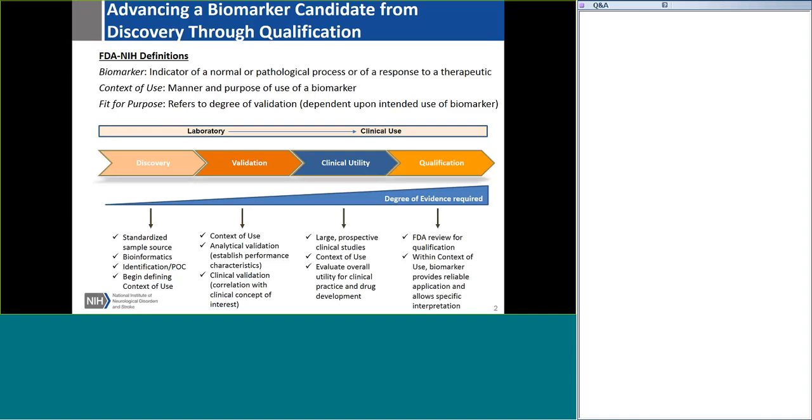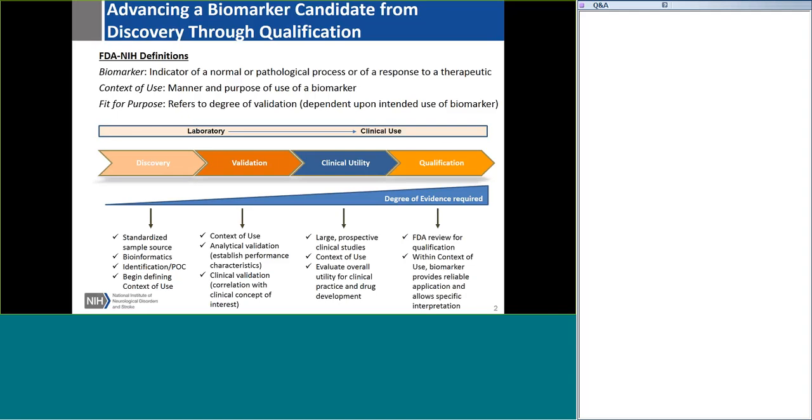So in this particular diagram, you see the top bar shows how you're going from activities that are primarily in the laboratory into the clinical setting. And the chevron shows various aspects of this process, such as discovery, validation, clinical utility, and qualification. And you can see below that one thing that changes as you move from discovery to qualification is the degree of evidence that's required to show that your biomarker is robust, reliable, and actually does what you want it to.